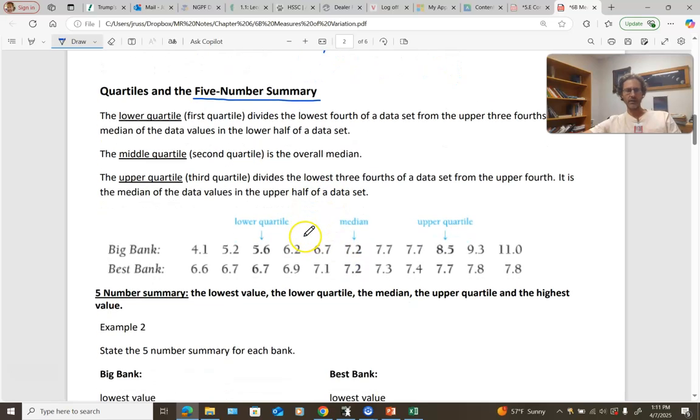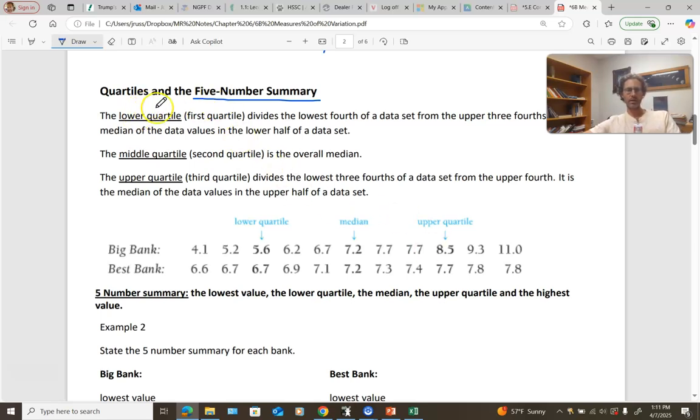Well, the 5-number summary is the lowest value, the lower quartile, which we'll talk about here in a second, the median, the upper quartile, and then the highest value. Okay, so in other words, it's the smallest value in the data set, the largest value in the data set, the median, and then these 2 other numbers referred to as the lower and upper quartile. So let's look at what these are.